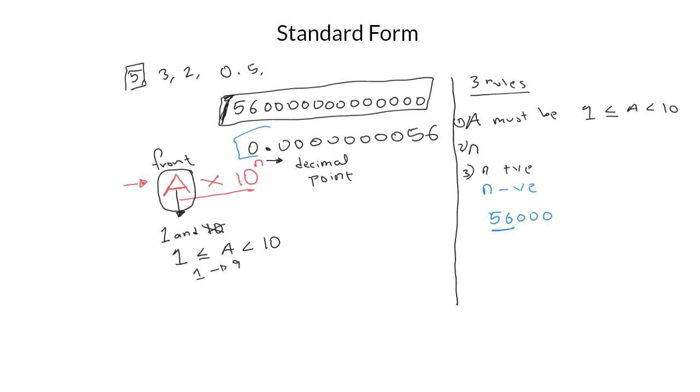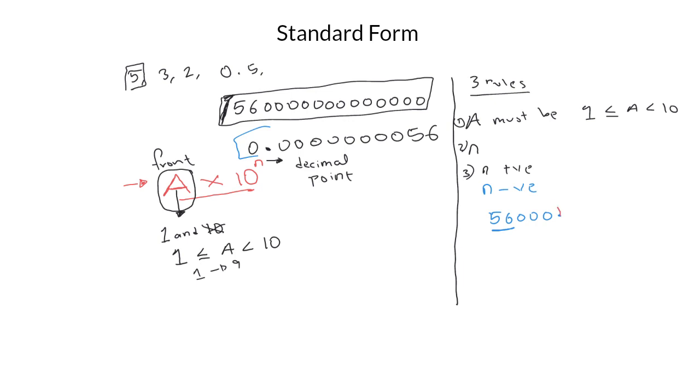So for this number to be between 1 and 10, it has to be 5.6, right? So that means, remember, there is no decimal point anywhere in this number. So when you have a number like this, you must know that the decimal point is actually at the end of the last number. And you're going to start to move it.